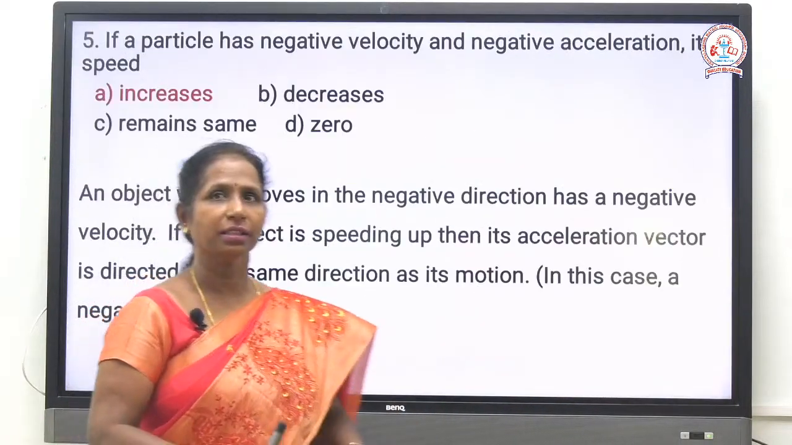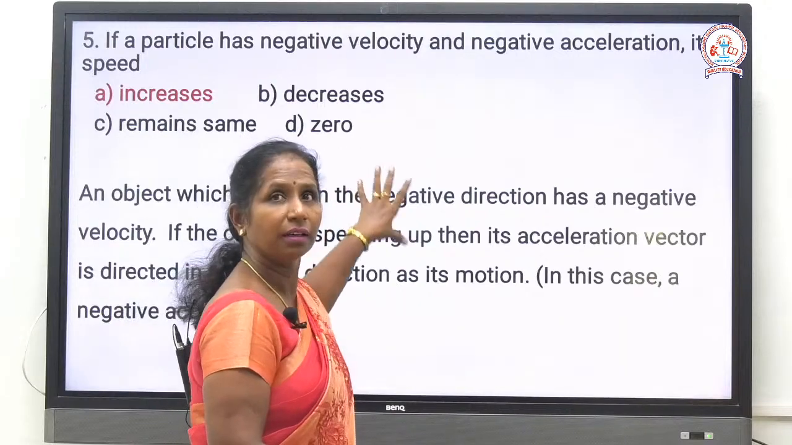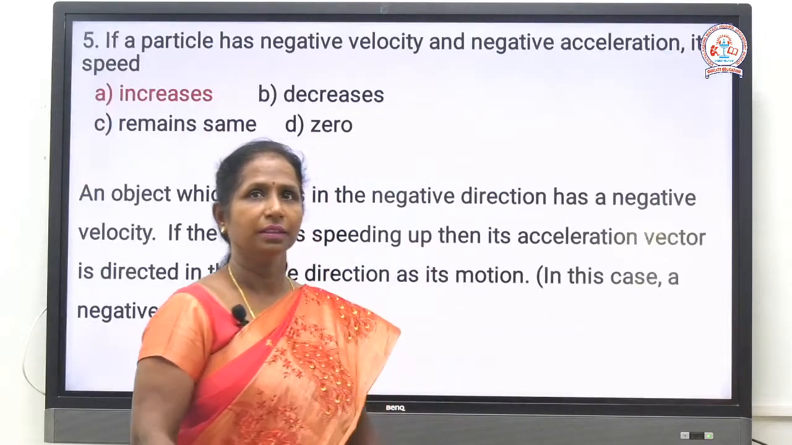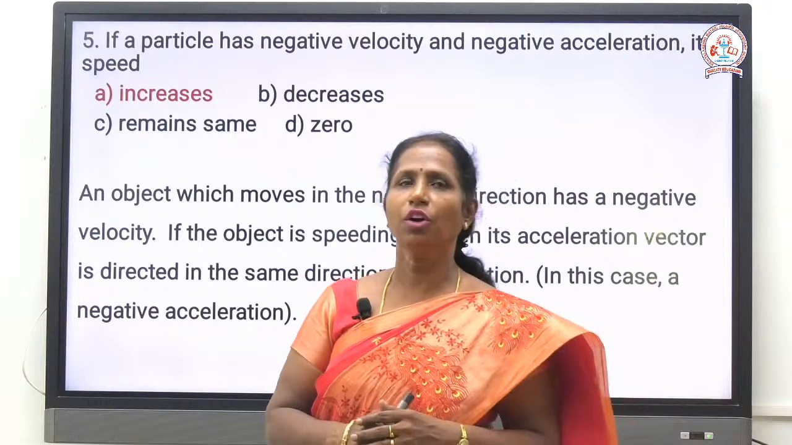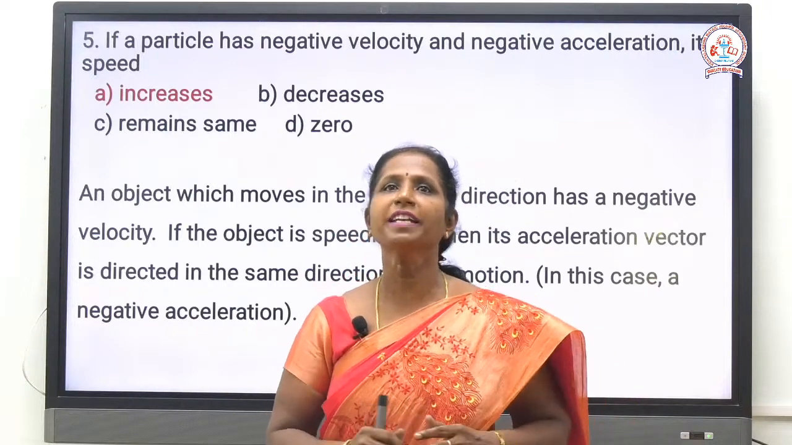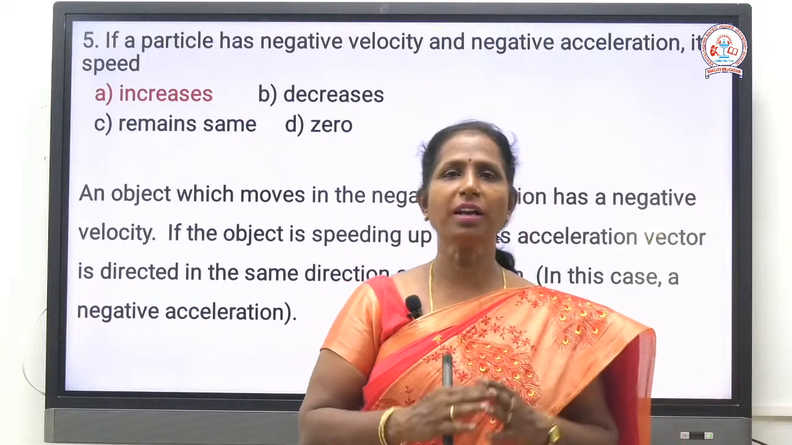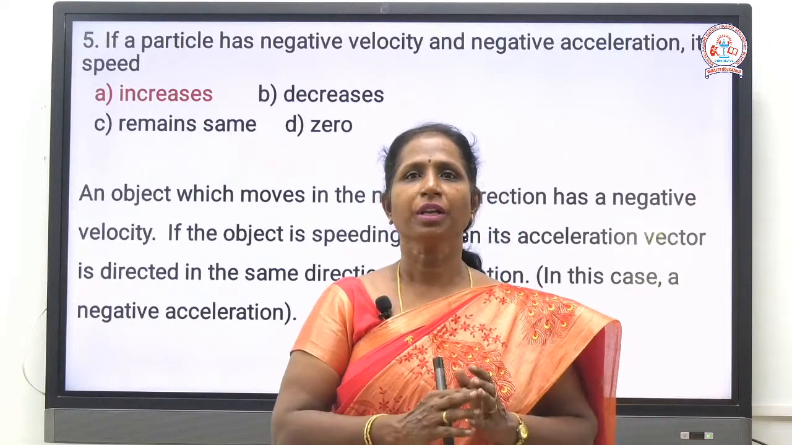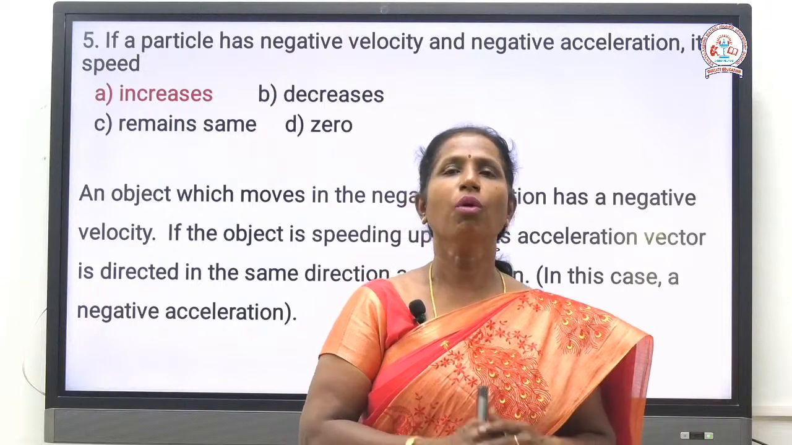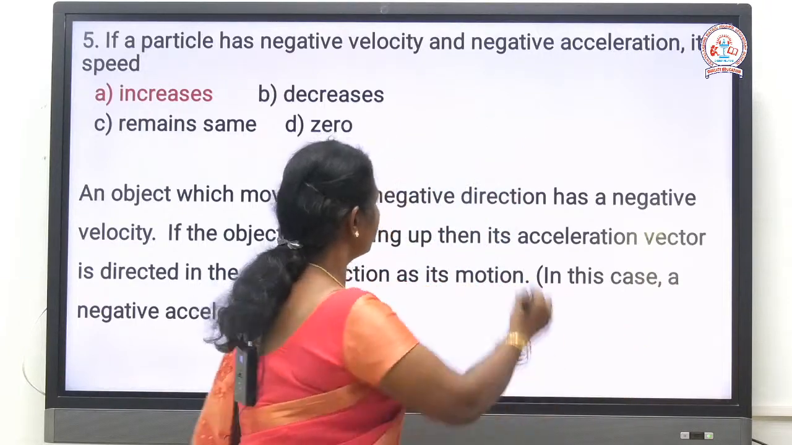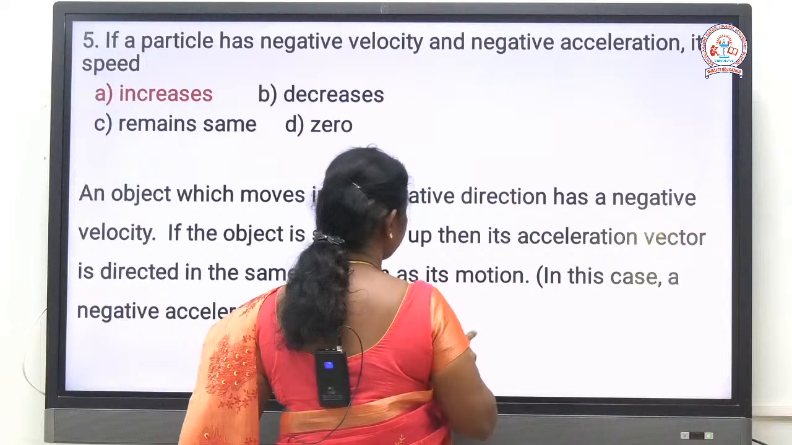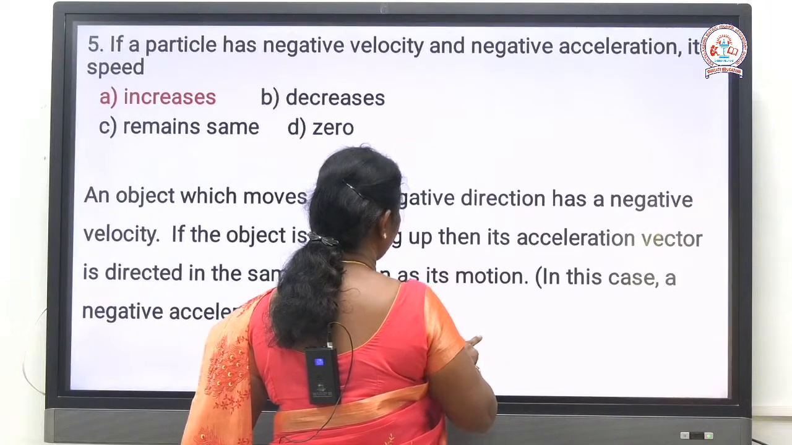Then next. Next we have the fifth, 1 mark. If a particle has negative velocity and negative acceleration, what will happen to speed? Now how to draw the graph for this? We'll be having the graph like this.